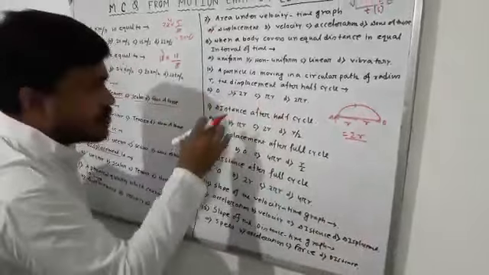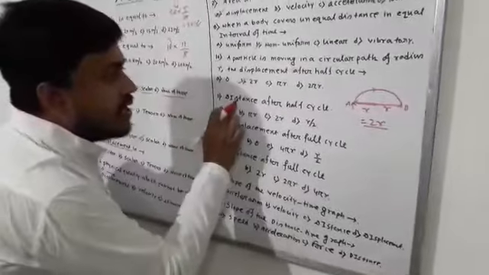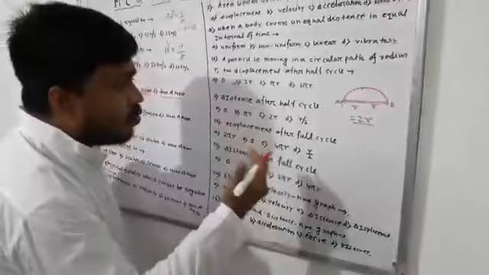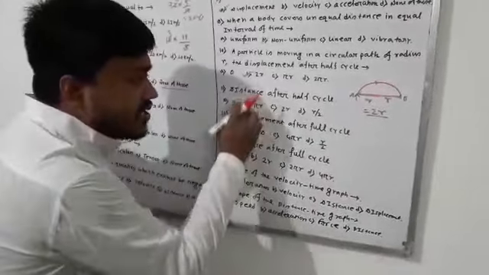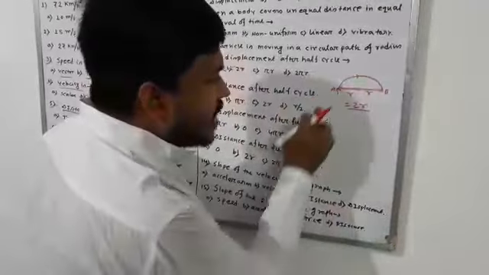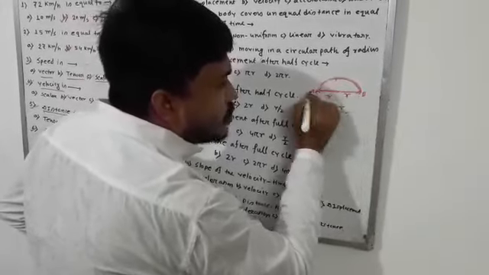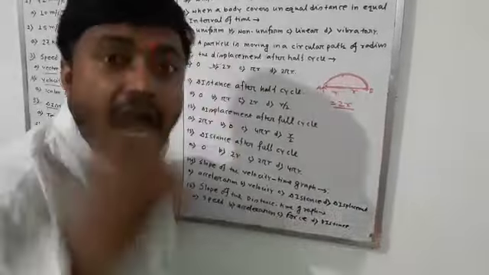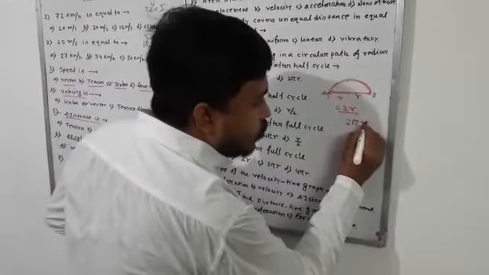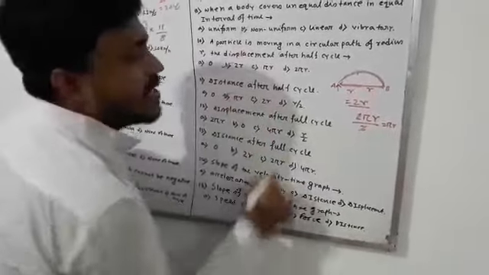Now the next question, the same situation but a different question. The question is: distance after half cycle, not displacement. What is the value of the distance after half cycle? Distance means the actual path. When the particle starts from point A and takes this path, it is equivalent to half of the circumference of the circular path. The total circumference is 2 pi r, divided by 2, which is equal to pi r. So pi r is the correct option.